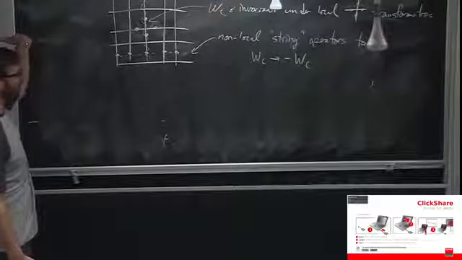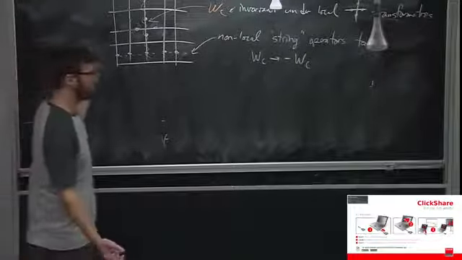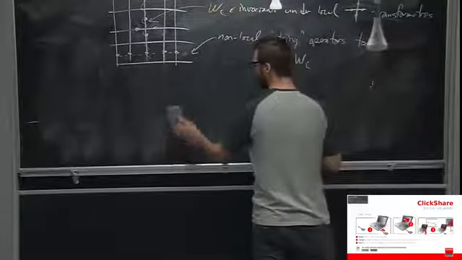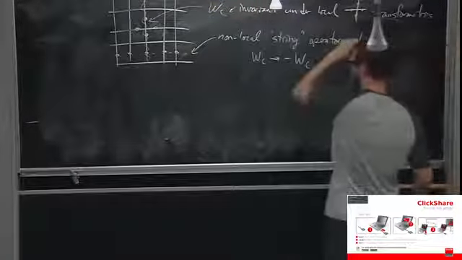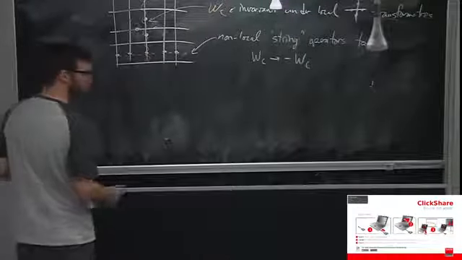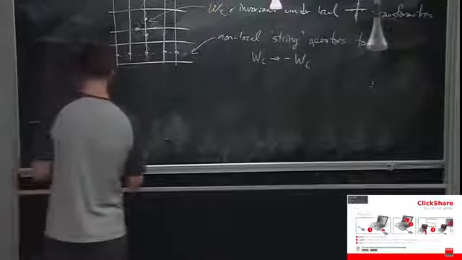Okay, so that's basically your topological bit. It's the value of those non-contractible Wilson loops. And there's two Wilson loops in each direction, so there's four different, what they call topological sectors for the Z2 gauge theory.